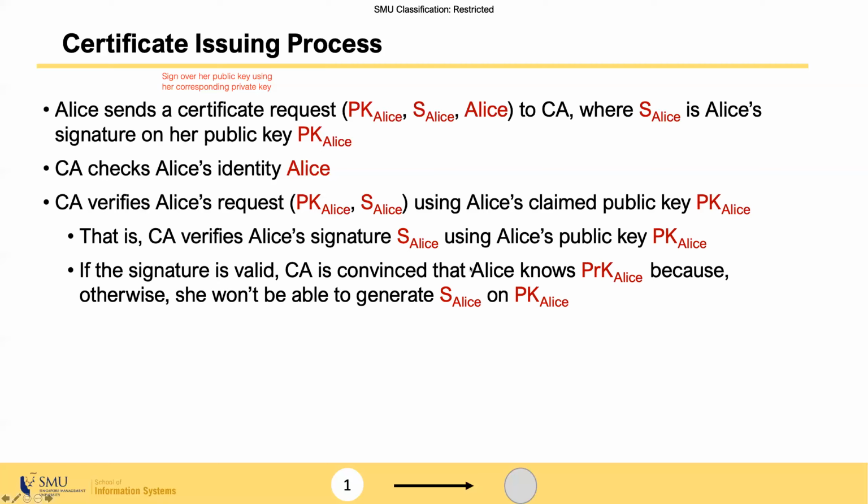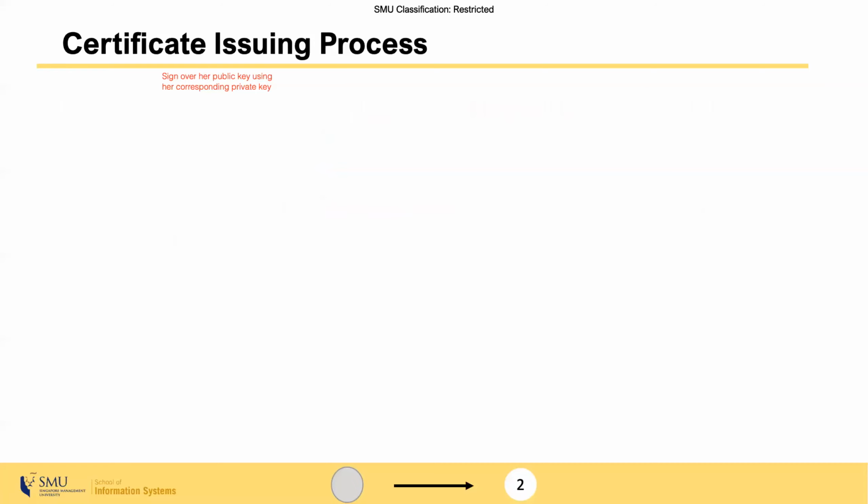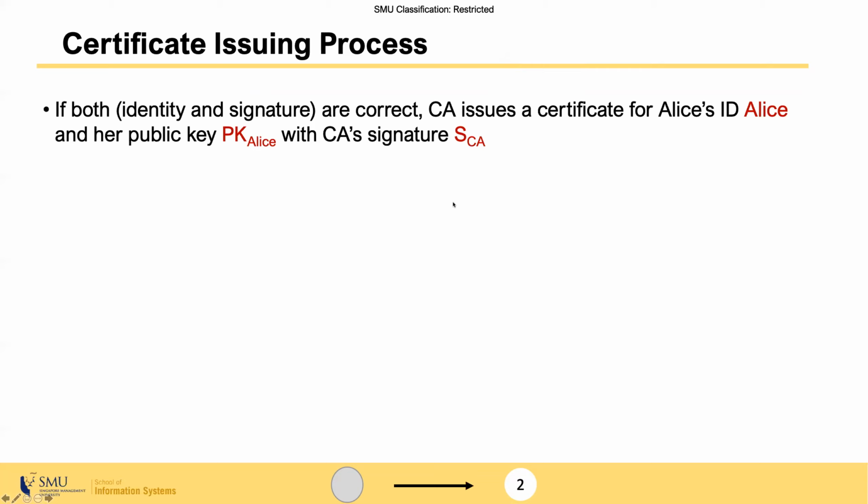So only if the signature is proved to be valid does it mean Alice has proven that she does have the corresponding private key. That means the public key is really her own public key. So the CA will be convinced that Alice knows the private key, because otherwise she wouldn't be able to generate the correct signature on the public key. So both of these checks have to be correct, the identity information and the digital signature verification.